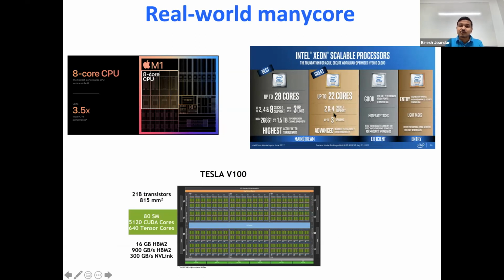So these are some examples of real world many core CPUs, but you could also have many core GPUs. For instance, the NVIDIA V100, the Volta architecture, has 80 SMs. So you can think of the SM as a simple core. So the Tesla V100 GPU has 80 cores. So as you can see, there are many core architectures out in the market.